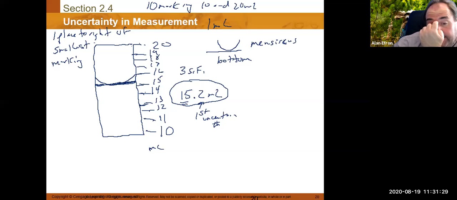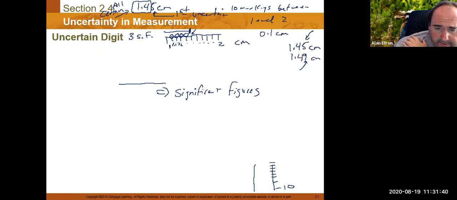So for example, here, the smallest marking is 1 milliliter. We were able to go to the first decimal place, one more place to the right. In the example that I did over here, the smallest marking was the first decimal place. We were able to take the reading to the second decimal place, one more place to the right. Not 100% of the time can you do that. And that's why it's really important to always look at the scale.